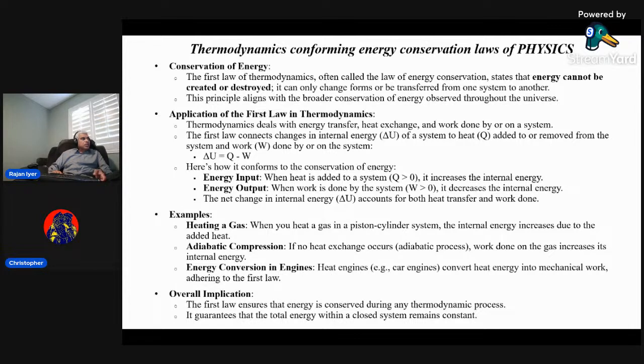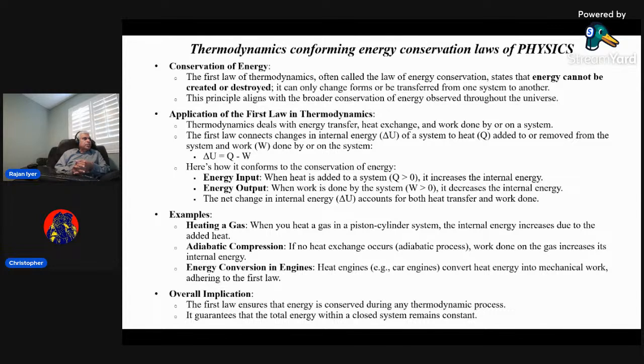Heat exchange and work done by or on a system. The first law connects especially internal energy, so the concept of internal energy was very important, and the heat. Thermodynamics essentially talks about heat transfer, which is a form of energy, and the work done on the system or by the system. So one of the fundamental equations is that the change in internal energy is equal to the heat added or removed minus the work done on or by the system.